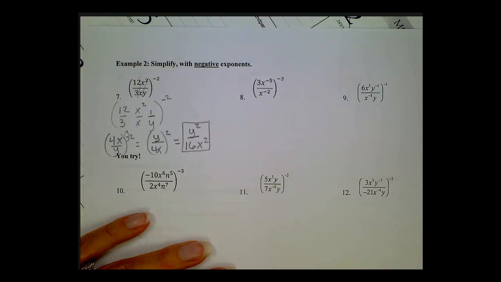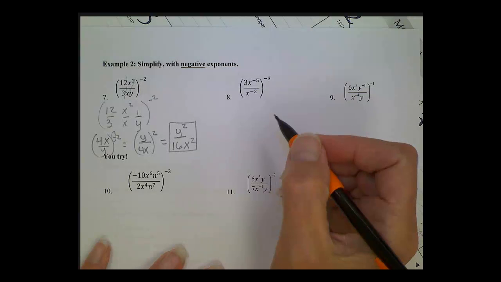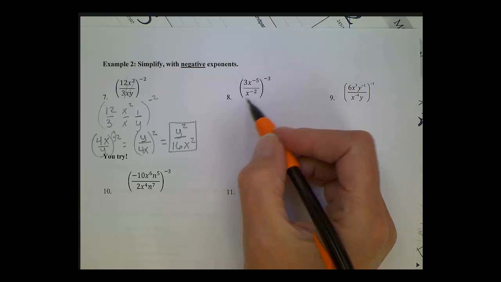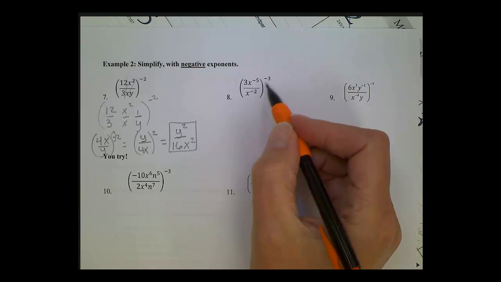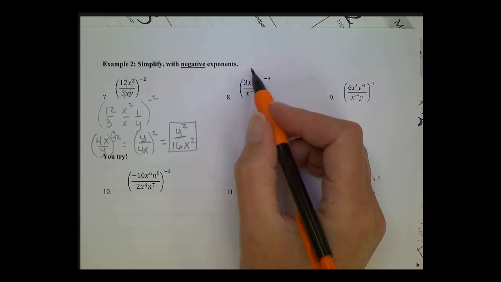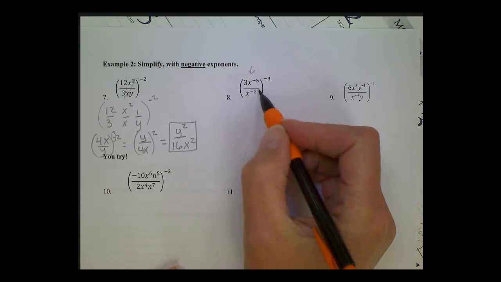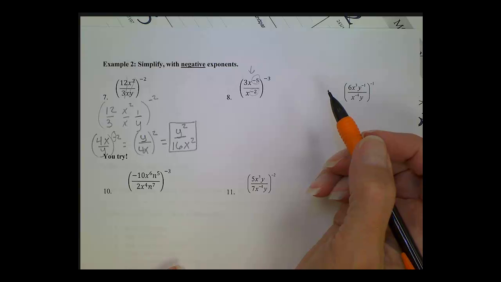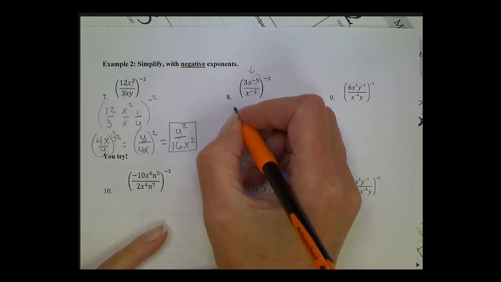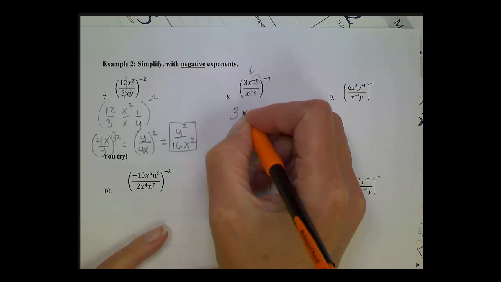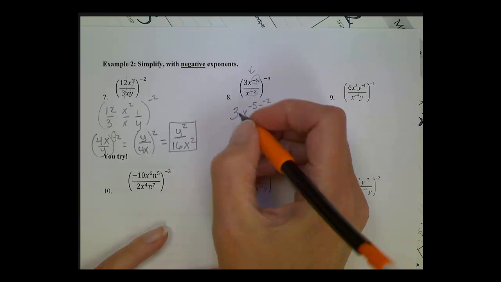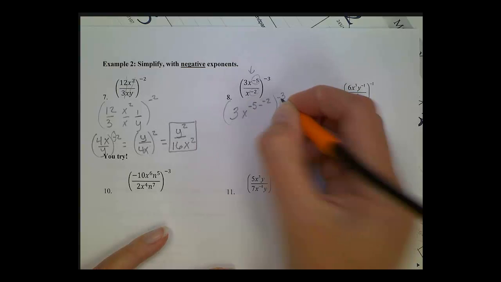Alright, number 8. A lot going on here with number 8 as well. There's a couple different ways to approach it. We can simplify the inside, or we can distribute the negative 3 to all of our terms. I think to be consistent, I'm going to stay with simplifying the inside, and I'm going to take care of these negative exponents first. Now even there's a couple ways you can approach this. You can approach this as 3 times x to the negative 5th minus a negative 2. Yikes, huh? And keep that to the negative 3rd power.